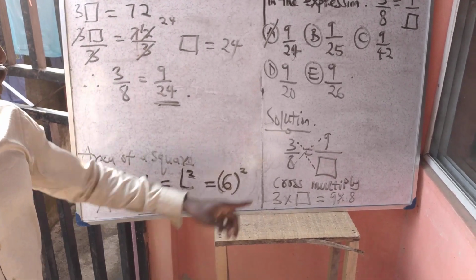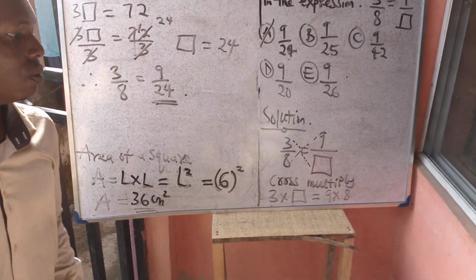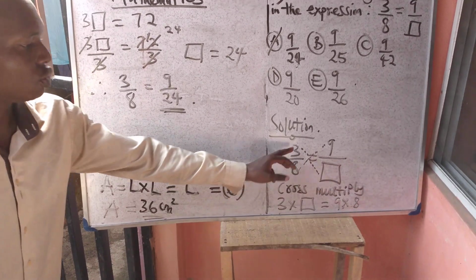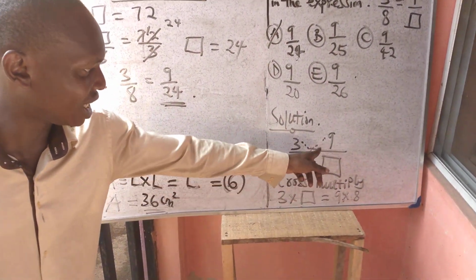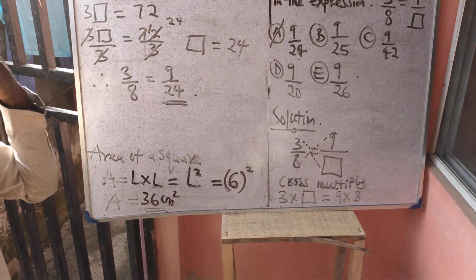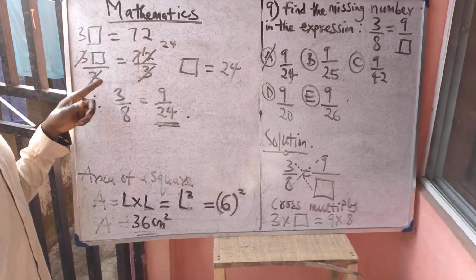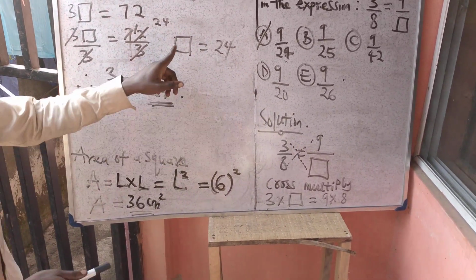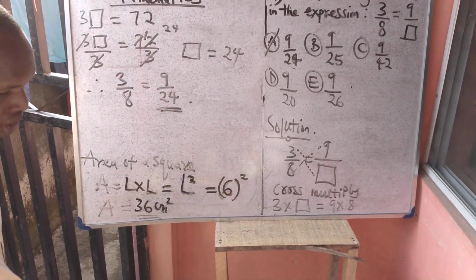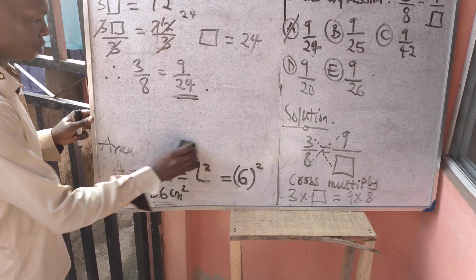Okay, so 3 over 8 is equal to 9 over box, and we have to cross multiply this, multiply this one, multiply this one. So 3 times box is 3 box equals 9 times 8 is 72. So 3 box will be divided by 3 equals 72 divided by 3. Finally, we arrived at 24. 24 is the answer. Let's look at the last question for today.